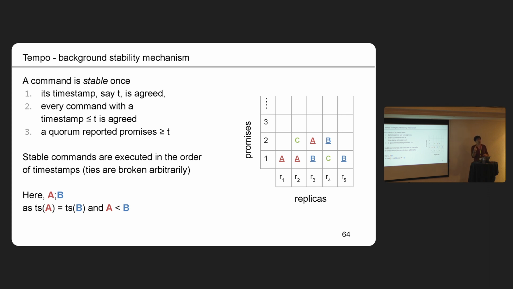In Tempo, this runs in the background, in the sense that you run it not in the critical path, from time to time, and you construct this table of promises. Once you know that a command is stable, you can execute it together with the commands that have to be ordered before. You don't have to execute each command every time. You can do them by batch. It might be more efficient. So you need this table.